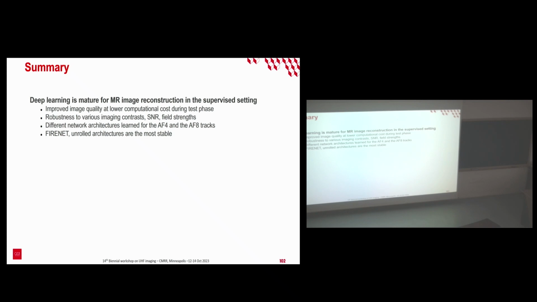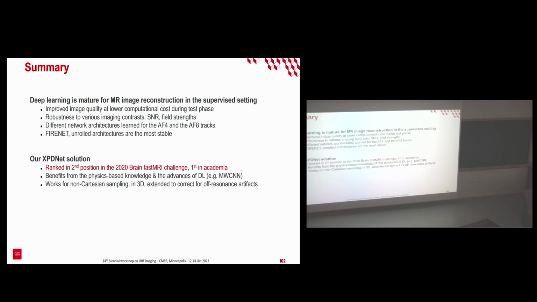So to summarize, now I would say that deep learning is mature for MR image reconstructions, at least in the supervised setting. It provides improved image quality at lower computational cost and robustness to various imaging contrasts, especially as we saw with the fastMRI challenge. Robustness also with respect to SNR, field strength, and so on. We still need to train different network architectures, at least in the unrolled learning setting, if you are working with different acceleration factors. And now there is this FIRENet architecture, which is able to be both stable and accurate.